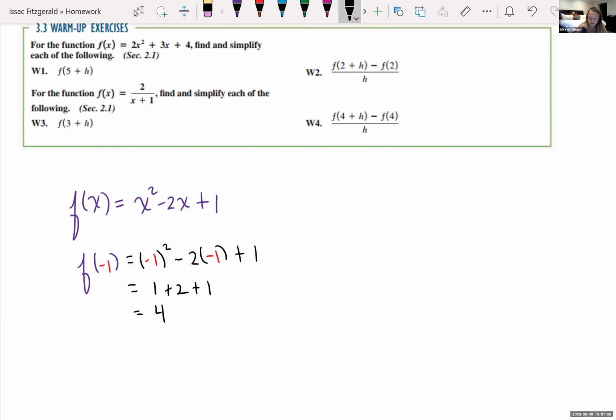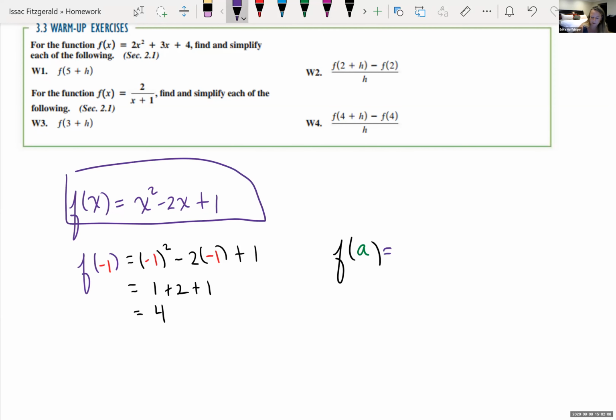If it told you to do something like f of a, all that's telling me to do is go in there, and wherever I see an x, instead of plugging in a number, I'm plugging in a. So again, I'm just going to go through wherever I see an x in this original equation. I'm going to put parentheses. So I have x, so parentheses, then squared, minus 2, parentheses, plus 1, and then just replace it with a.